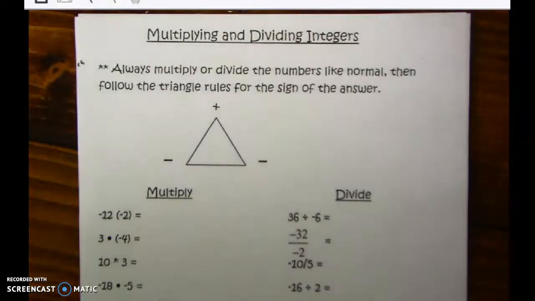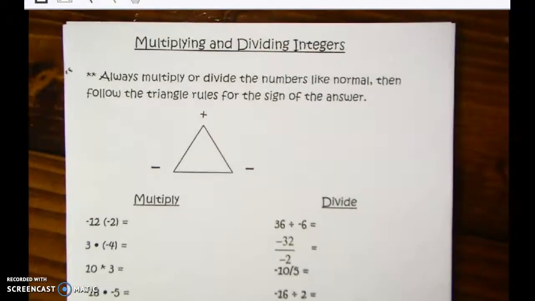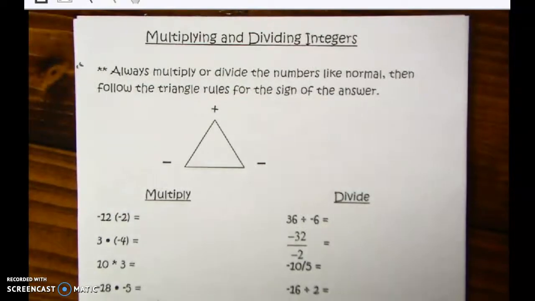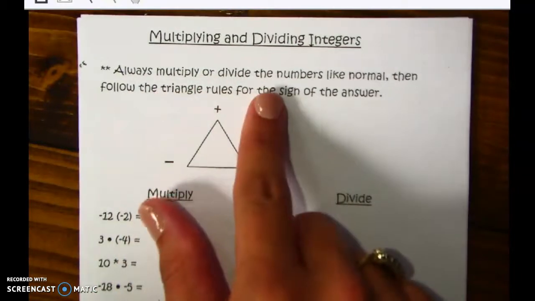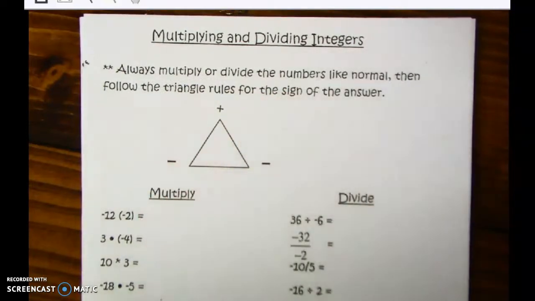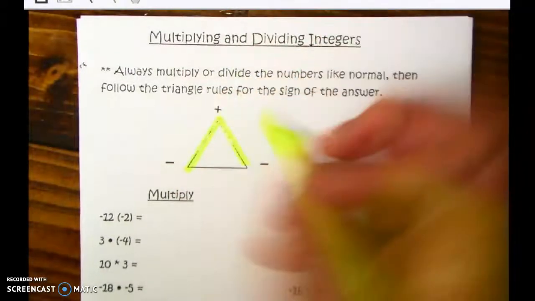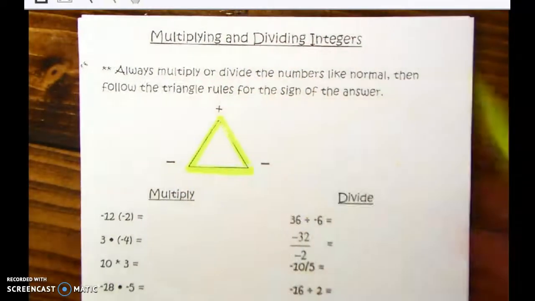Today we're multiplying and dividing integers. This is the last of our rules for our integer checklist that you have already in your journal. It says we're going to always multiply and divide numbers like normal, and then follow the integer or our triangle rules when we use our integer triangle. Here's your triangle. We'll always use this, and it's just an easy way to remember your rules.